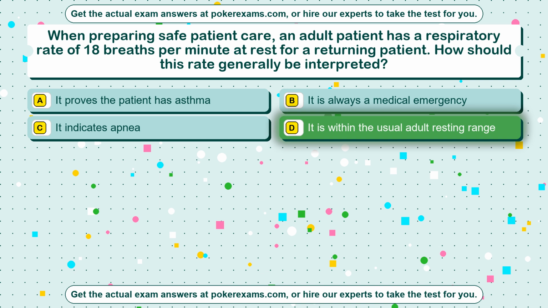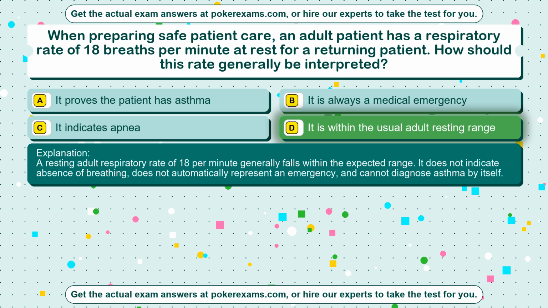It is within the usual adult resting range. A resting adult respiratory rate of 18 per minute generally falls within the expected range. It does not indicate absence of breathing, does not automatically represent an emergency, and cannot diagnose asthma by itself.